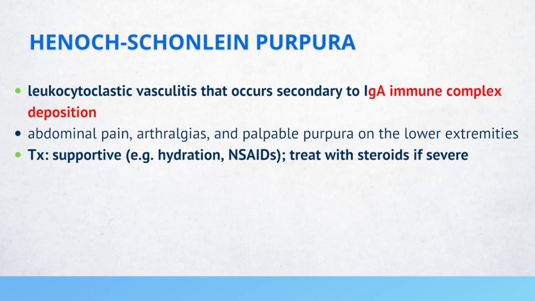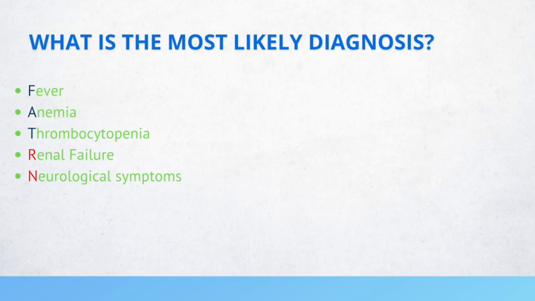Let's do a quick bonus question. Let's say a patient presents with fever, anemia, thrombocytopenia, renal failure, and neurological symptoms. What's the most likely diagnosis in these patients? If you said thrombotic thrombocytopenic purpura, then you are absolutely correct.